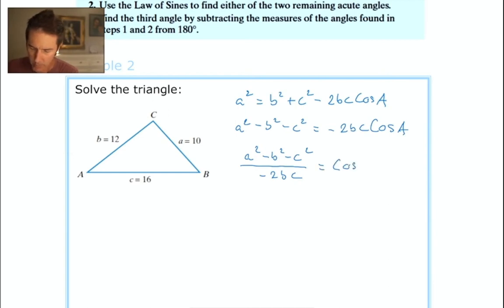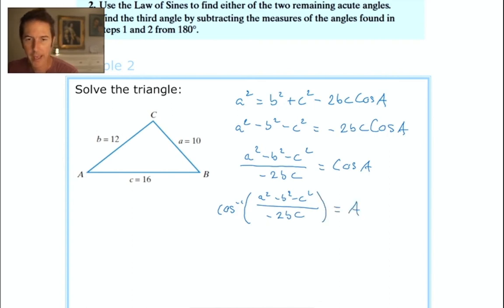Equals the cosine of A. And then we could take the inverse cosine of both sides of this equation right now. We might as well. Cosine inverse of all of this same stuff again: A squared minus B squared minus C squared, all divided by negative 2BC equals angle A. Let's plug in some numbers.